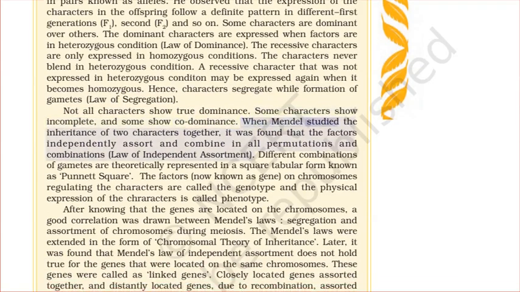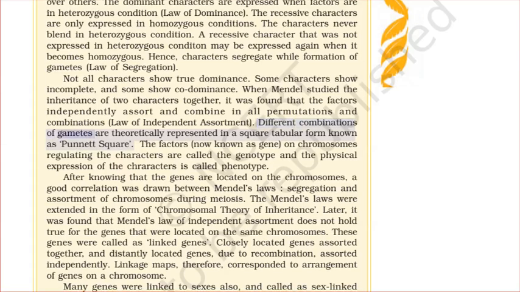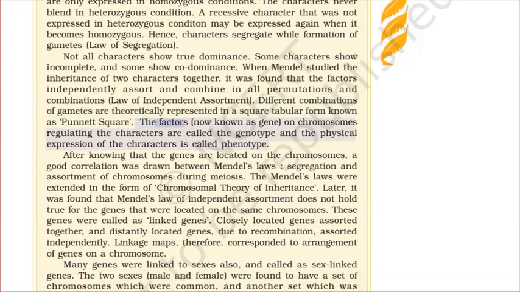When Mendel studied the inheritance of two characters together, it was found that the factors independently assort and combine in all permutations and combinations, the law of independent assortment. Different combinations of gametes are theoretically represented in a square tabular form known as the Punnett square. The factors, now known as genes on chromosomes, regulating the characters are called the genotype, and the physical expression of the characters is called phenotype.